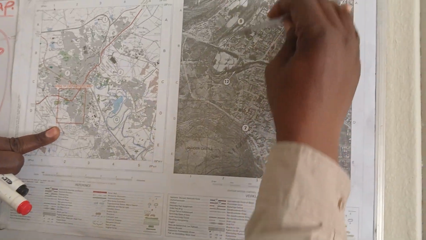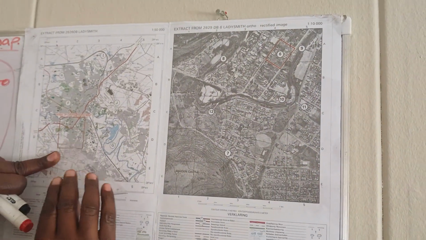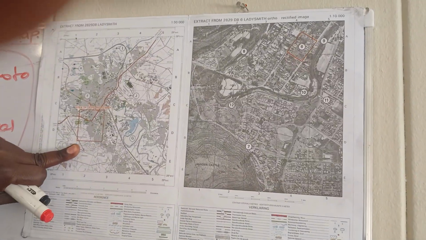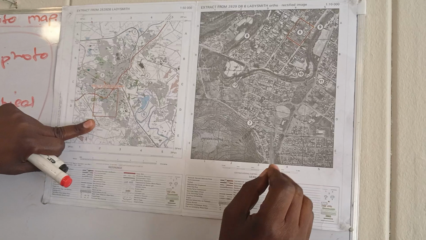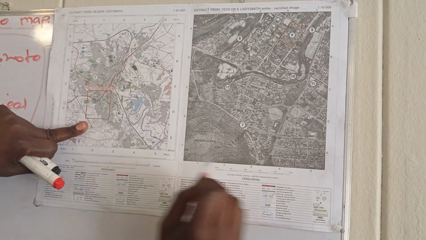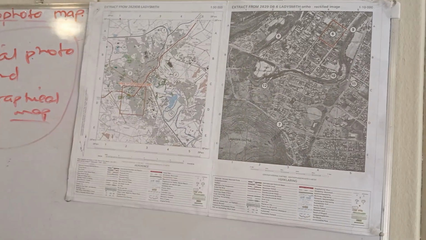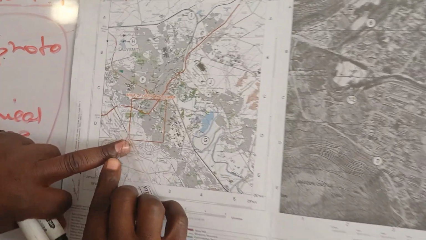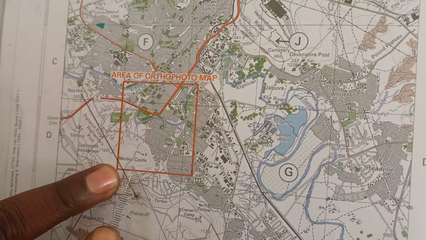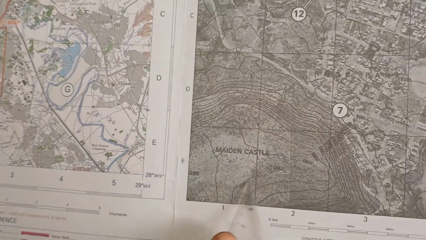So this is your orthophoto map, and this is what is on this orthophoto map. So you should always make reference to this whenever you are analyzing features on an orthophoto map. Make reference to the area of the orthophoto, which is the red square that you find on the topographical map. You can even see, yes, written Maid in Castle. Come here, you can also see that it's written Maid in Castle.